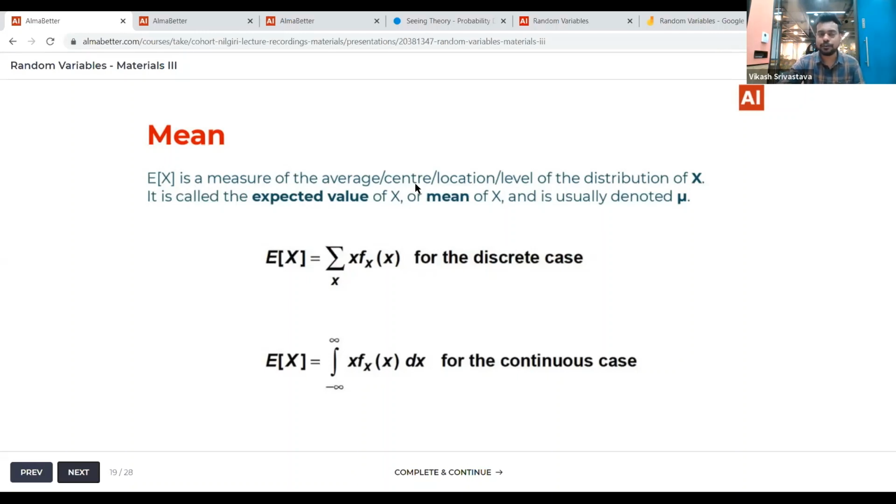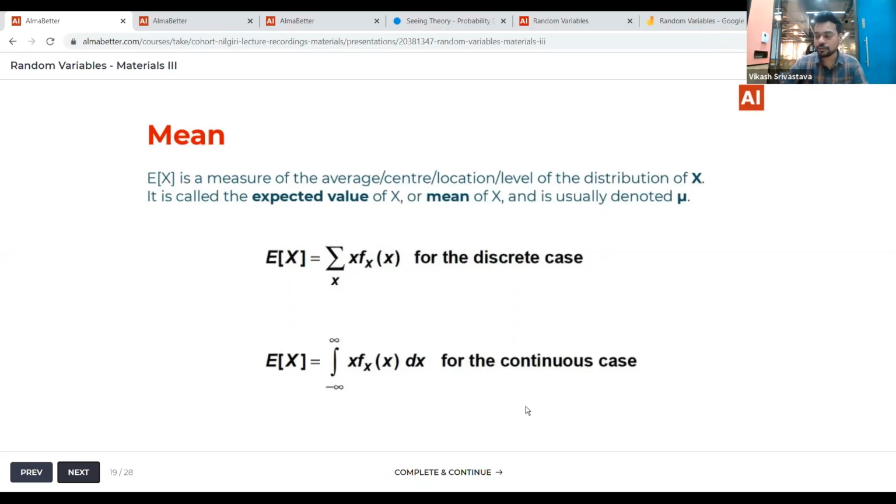This is a measure of the average, center, location, or level of the distribution of capital X, and this is called the expected value or the expectation of X, or in fact the expected value or mean of X, and this is denoted by mu. In the case of a discrete random variable, where capital X is discrete, we'll do the simple summation. Here we'll multiply small x by the PDF of this discrete random variable. This will give us the expectation of this particular random variable X.